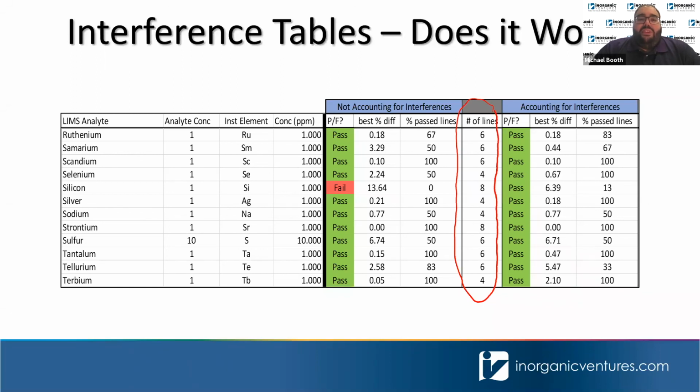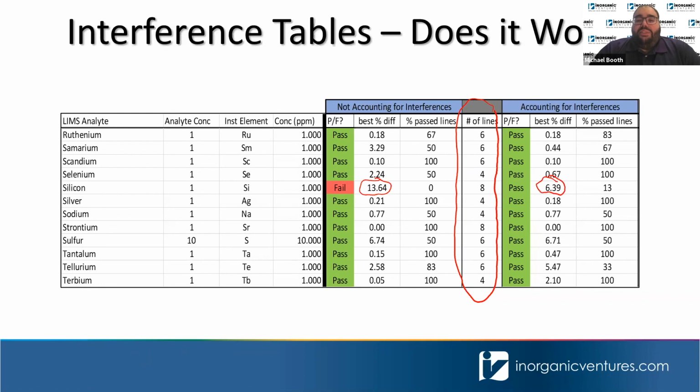So when we certify our stock single element blends, our CGs, we're dealing in fractions of a percent from made to value. But as you can see, the left-hand column is not accounting for interferences. So we had one failure of silicon with this sample. It failed. It had 0% of lines passed. And the best percentage we could get from our made to value was 13.64%. So not great. When you take into account the interference table, silicon passes.